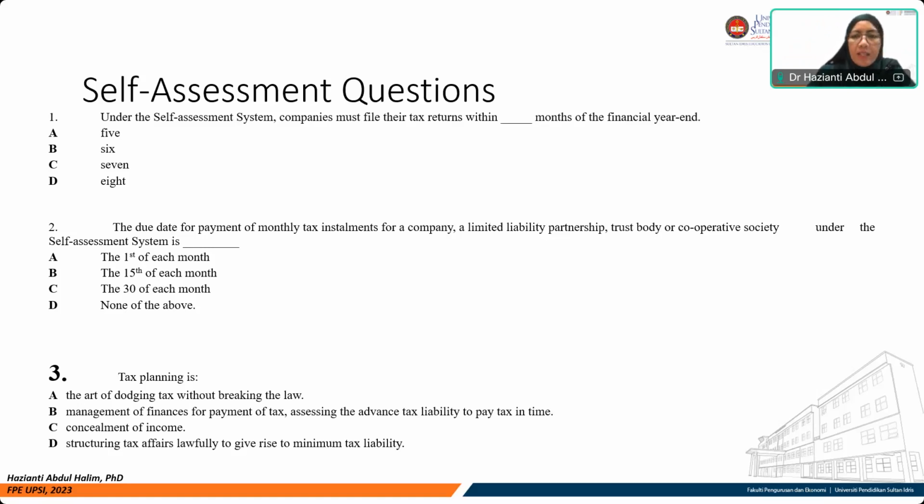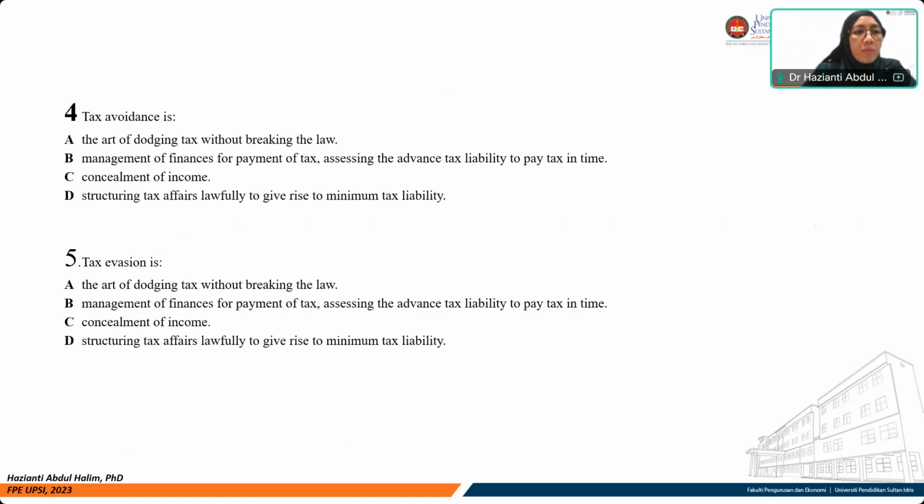And number 3, what is tax planning? Is it the art of dodging tax without breaking the law, or management of finances for payment of tax, assessing the advanced tax liability to pay tax in time, concealment of income, or structuring tax affairs lawfully to give rise to minimum tax liability? All right, number 4, tax avoidance means, okay, same answer, 3, 4, 5, but you have to choose which one is the answer for tax planning, tax avoidance, as well as tax evasion.